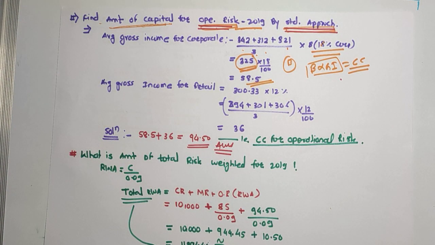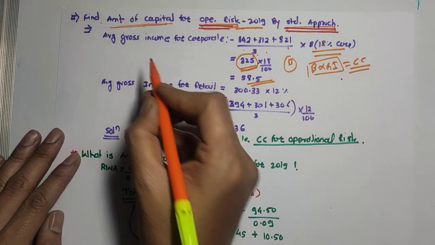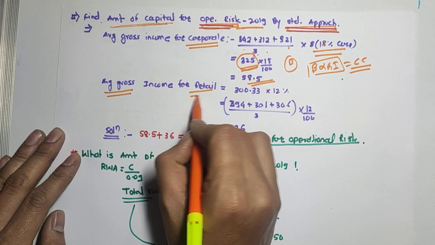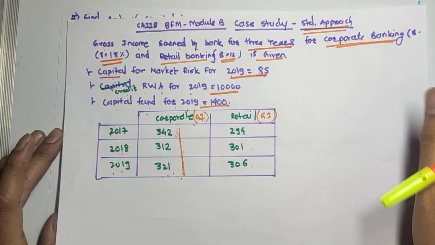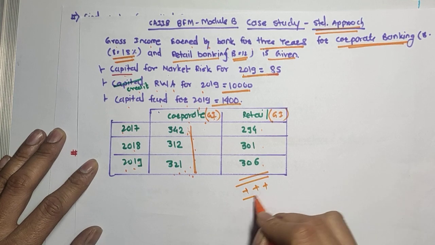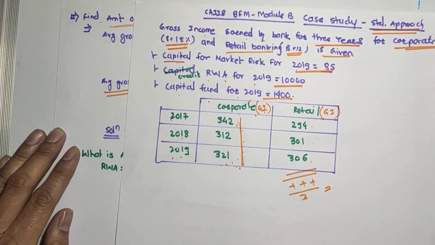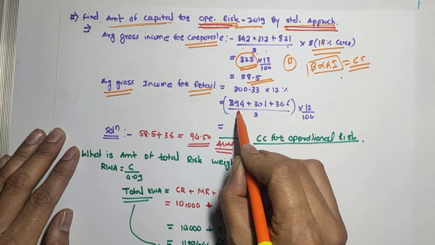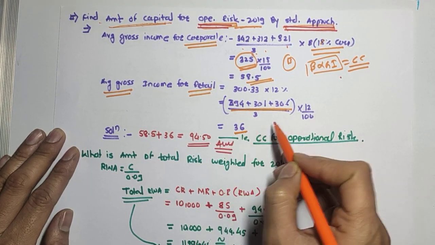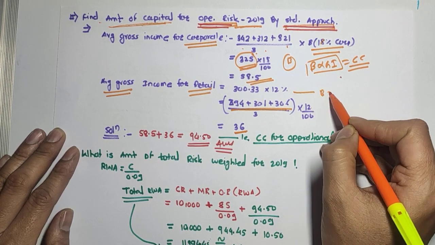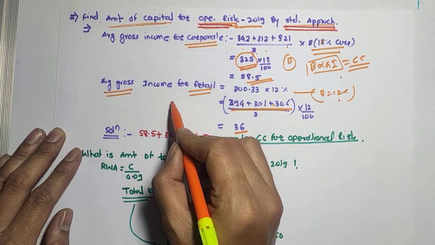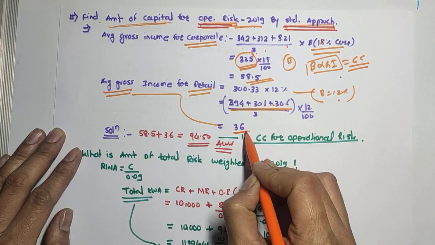So what is next? For corporate we have done. Now we have to find the average gross income for the retail. Similarly, you have to take the average gross income. When you add all 3 values and divide by 3, you will come to know the average gross income. Then multiply it by 12%. Here the beta factor is 12%, they have given. Multiply gross income by the beta factor.